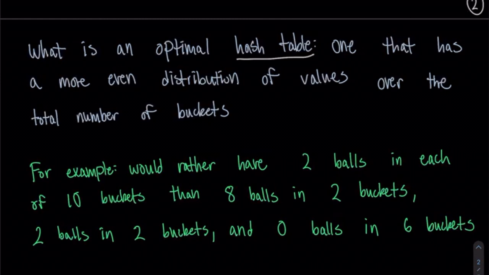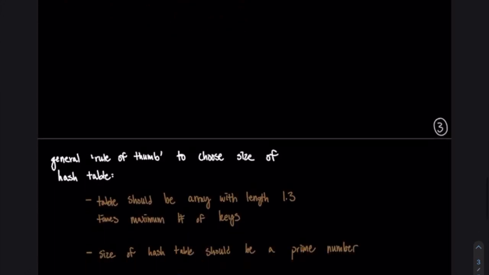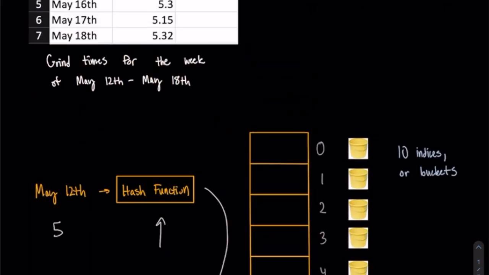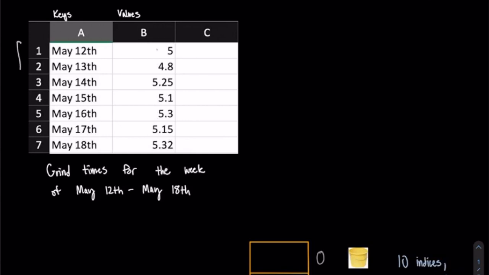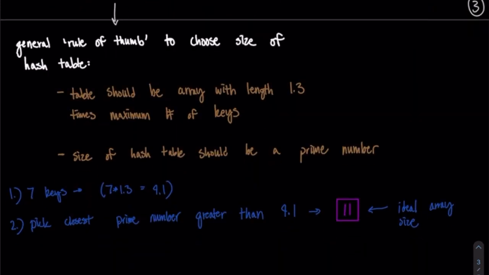Optimal hash table size. And in order to find this, we need to follow 2 simple rules. General rule of thumb to choose size of hash table: table should be an array with length 1.3 times the maximum number of keys. So if we go back to our example, we have 7 keys, right? 7 keys. So 7 times 1.3 equals 9.1. So any number above 9.1 would be a reasonable amount of buckets or indices for the hash table.